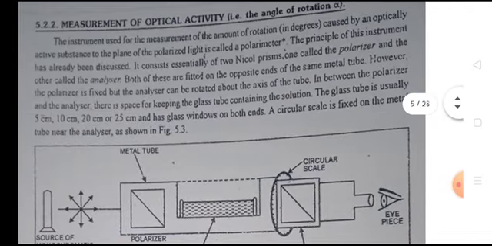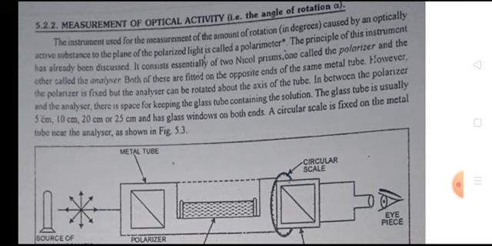Measurement of optical activity. The instrument used for the measurement of the amount of rotation caused by an optically active substance to the plane of polarized light is called a polarimeter. The principle of this instrument has already been discussed. It consists essentially of two Nicol prisms, one called the polarizer and another called the analyzer.